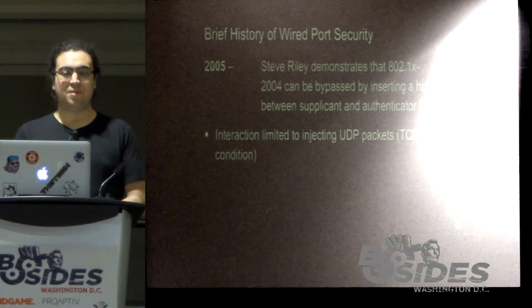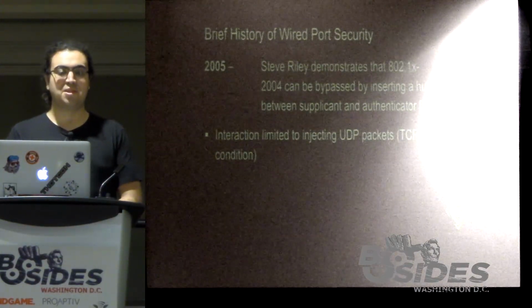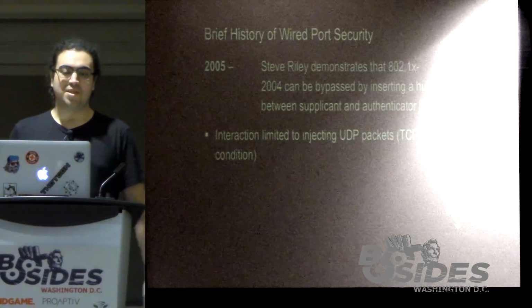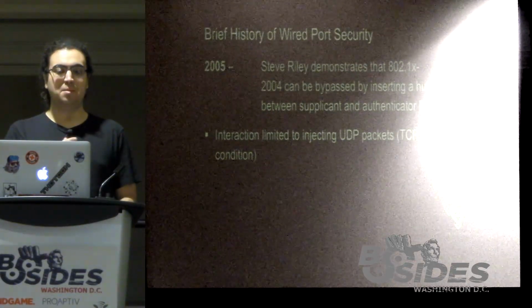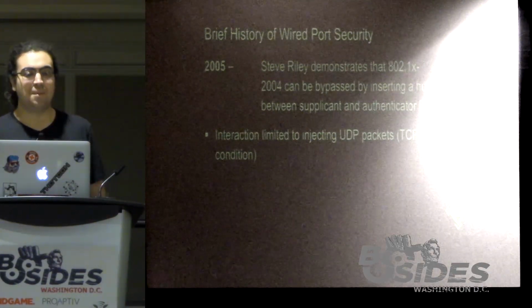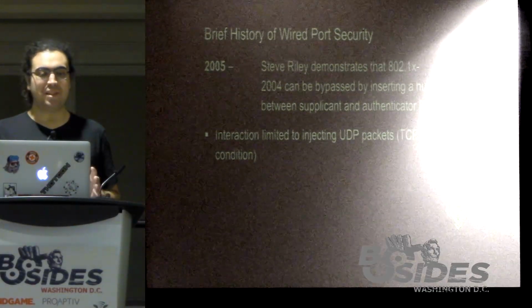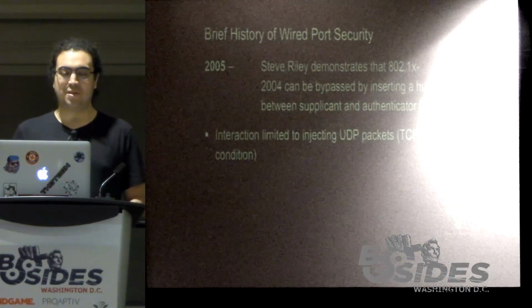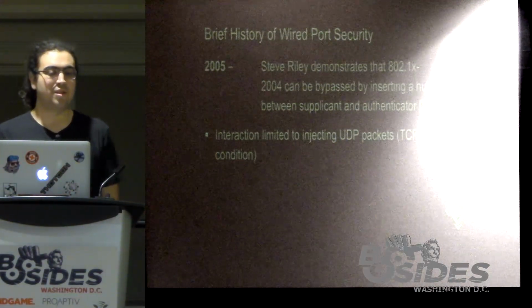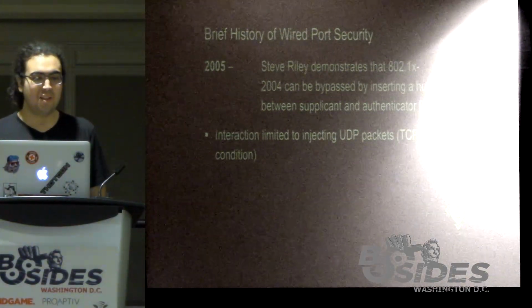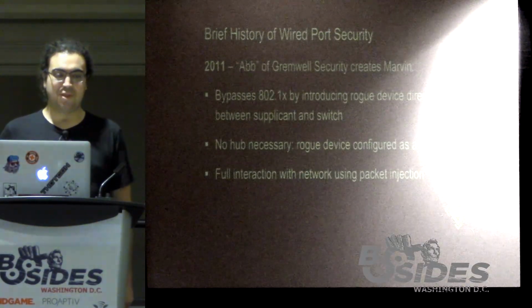In 2005, a year after that, the first major bypass for this protocol was released. Steve Riley demonstrated that you could simply put a hub between the supplicant and the authenticator, and that would allow you to passively sniff traffic. You couldn't really inject traffic fully, because if you tried to inject TCP packets, it would cause a race condition, but you can inject UDP packets, which is still kind of cool. But it was your first real bypass for this.